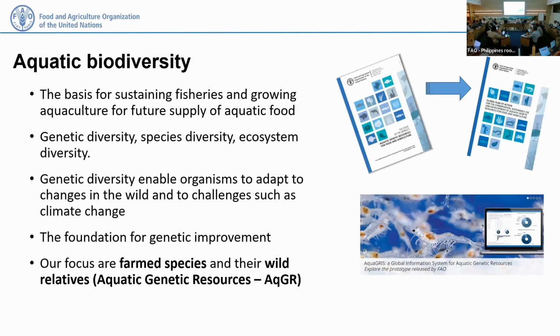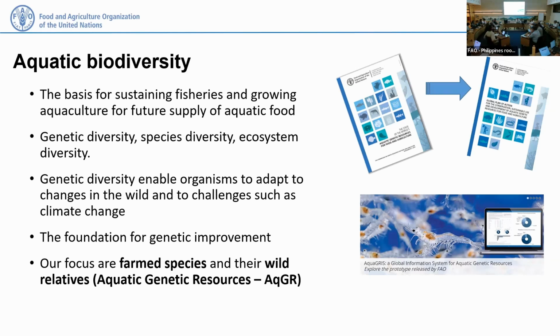Aquatic biodiversity, I don't think I need to preach how important it is, but in the specific context of aquaculture, this biodiversity is critical and it's essentially responsible for sustaining fisheries and the growing field of aquaculture to ensure the future supply of food. So if we don't manage our biodiversity, we compromise our future supply of food. Biodiversity, as we all know, is genetic diversity, species diversity, and ecosystem biodiversity. But our work on genetic resources focuses on the first element there, genetic diversity.